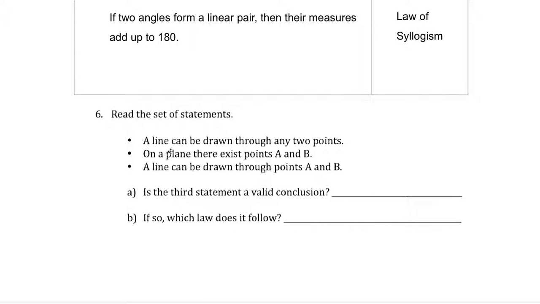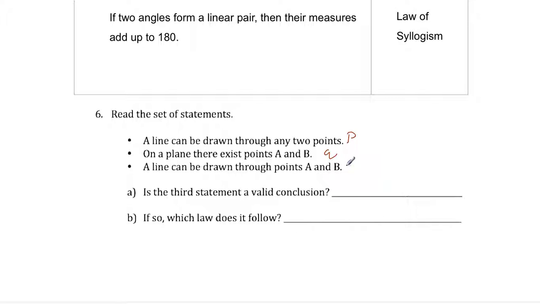Okay, in here we have a plane can be drawn through any 2 points. On a plane there exists points A and B. A line can be drawn through points A and B. So here we can sort of see a little step by step. So we know that a line can be drawn through any 2 points. So that's P. This is on a plane there exists points A and B. Okay, so Q. Now a line can be drawn through points A and B.